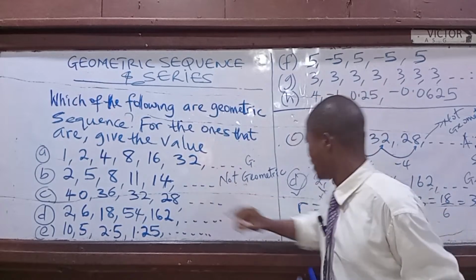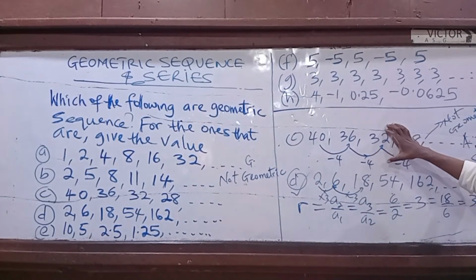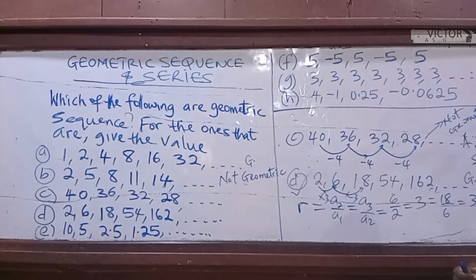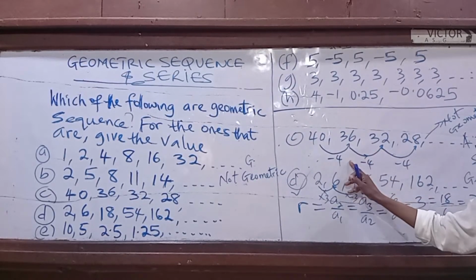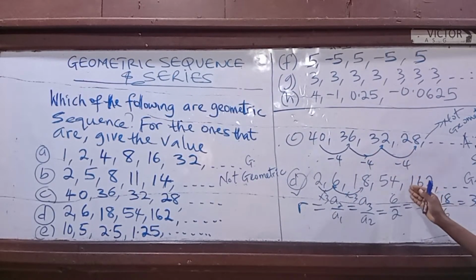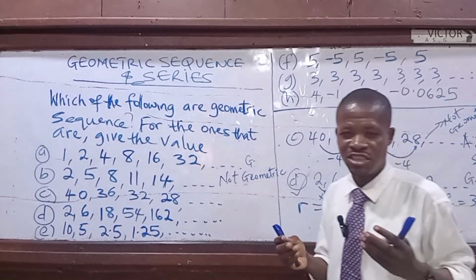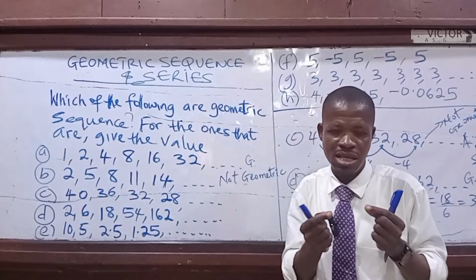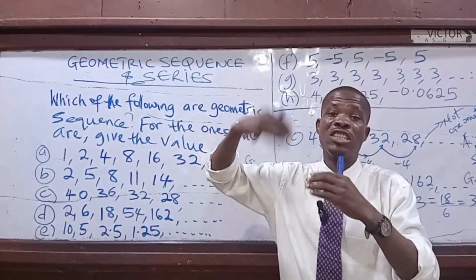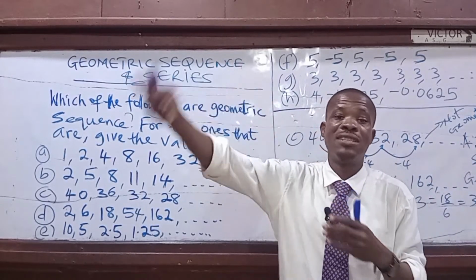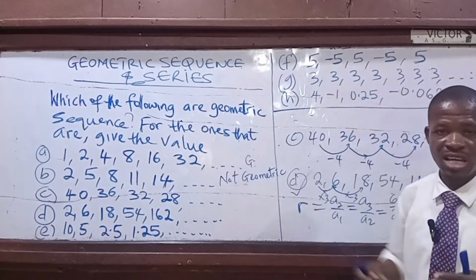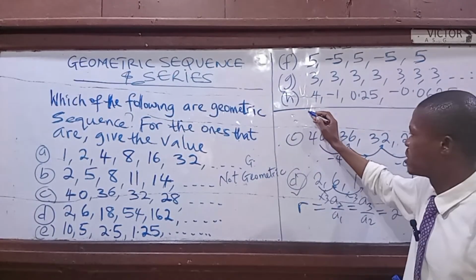The C part is what I have here. The sequence is just decreasing by -4, -4, -4. In geometric, there's no decrease. There's always a constant number, a multiplier, that will be multiplying the previous number to get the next one.